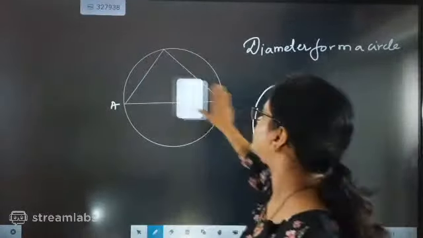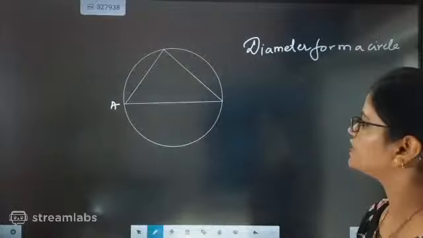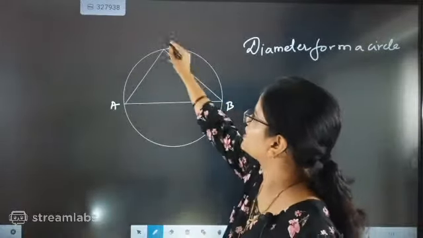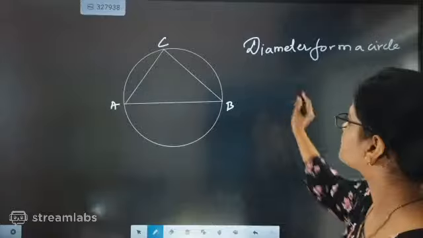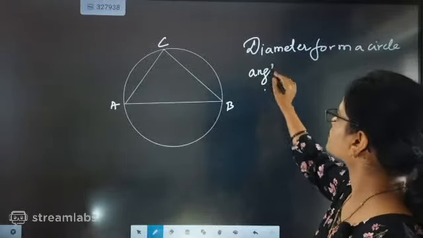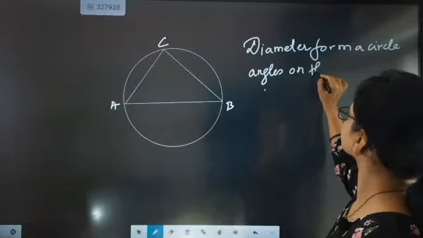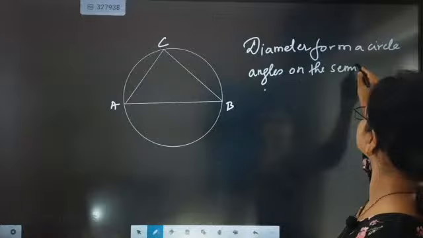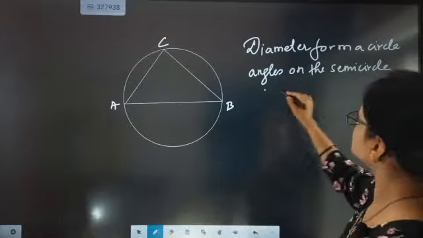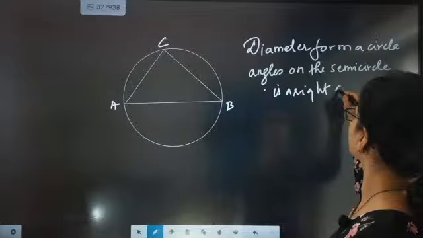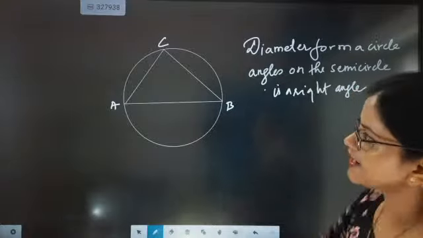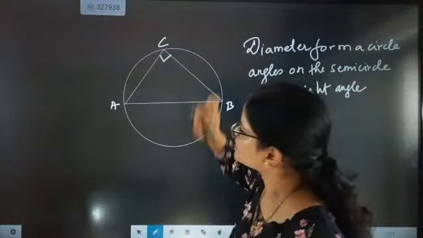Or if we don't want to go by that theorem, then we can directly write that the angle on the semicircle is a right angle. Angle on the semicircle is a right angle, beta. That means now this is a right angle.